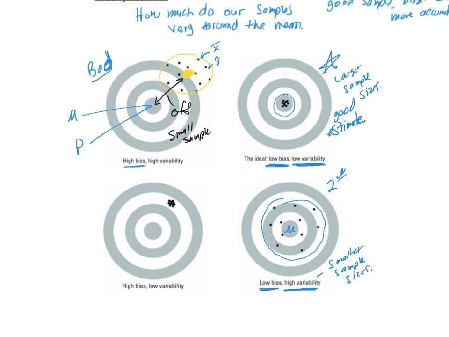And then the bottom right, this one's bad too. This one has low variability, so we took a large sample, or large samples, and they all clustered around the same value. The problem is it's not the population mean. We want it to be here in the middle, but it's actually way up here. So it had high bias. On this one, we took really big samples, but they were biased samples.